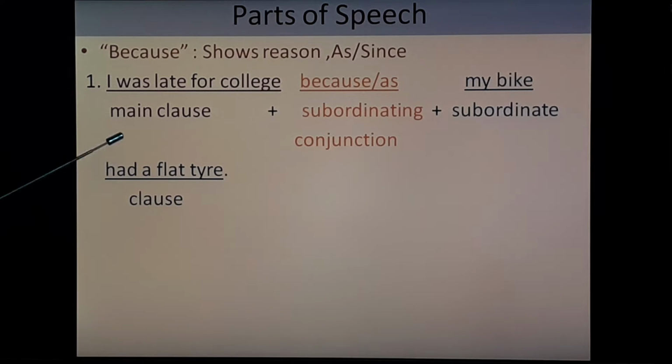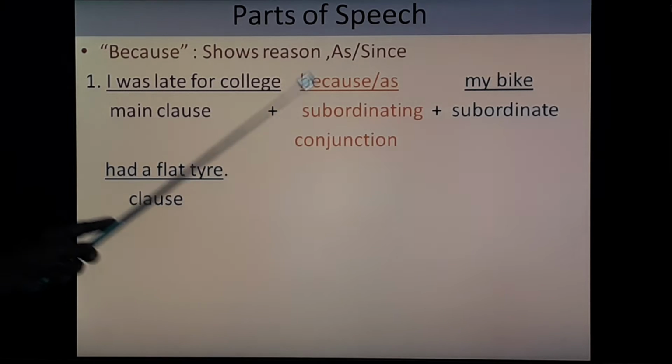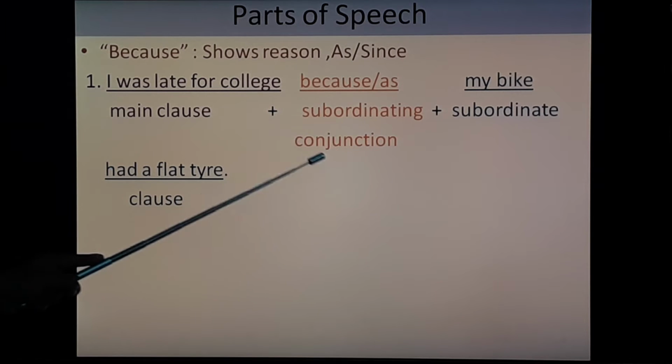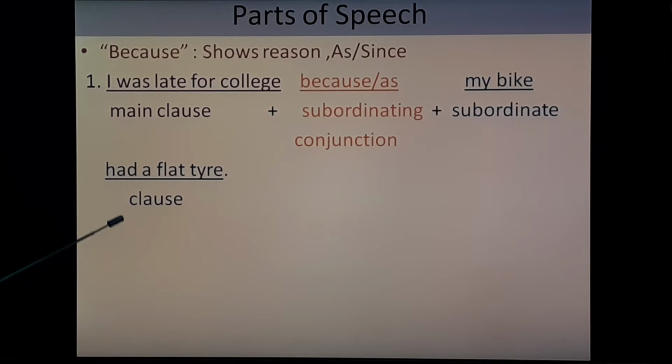Now here, how do we understand whether we have to use the subordinate clause first or the main clause first? First you have to remember that whenever you use a subordinating conjunction, after that you have to use the subordinate clause, and before that the main clause will come.